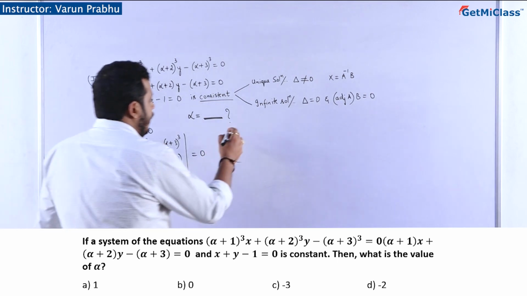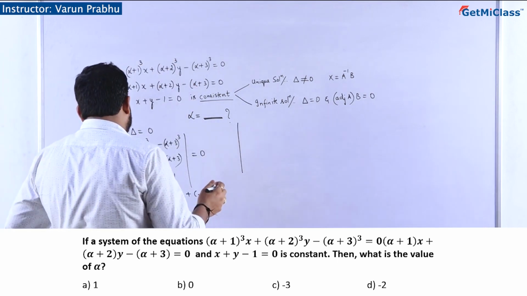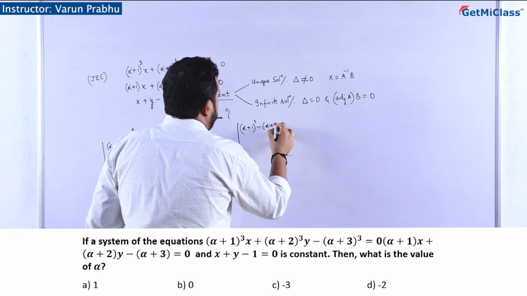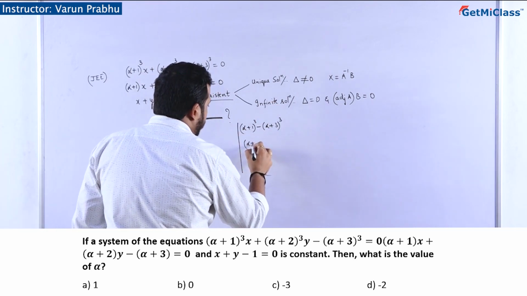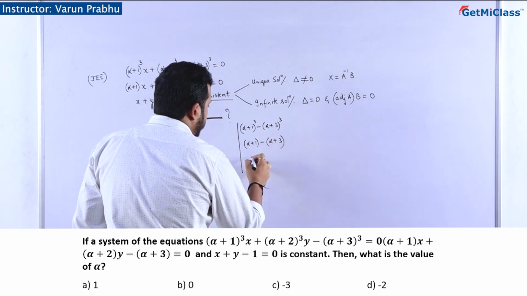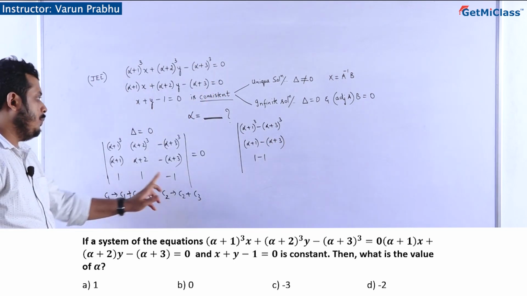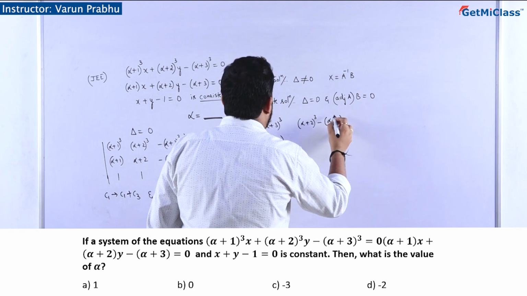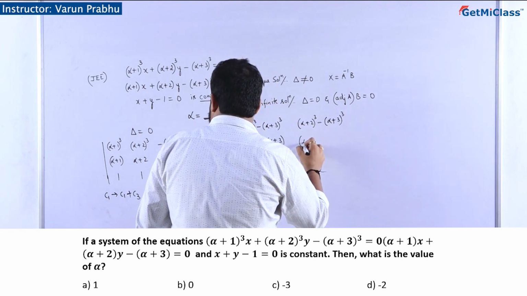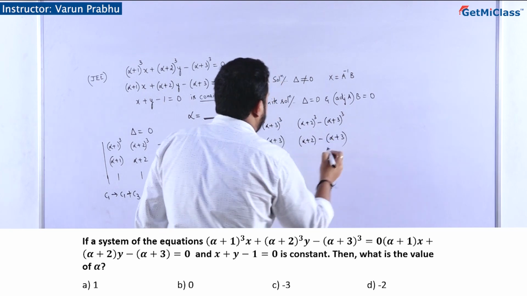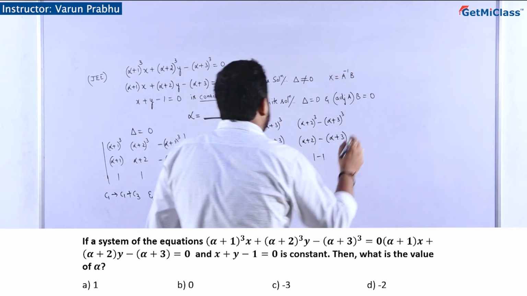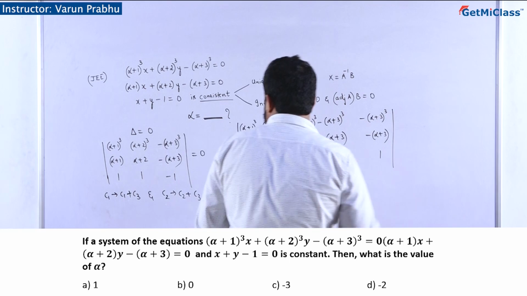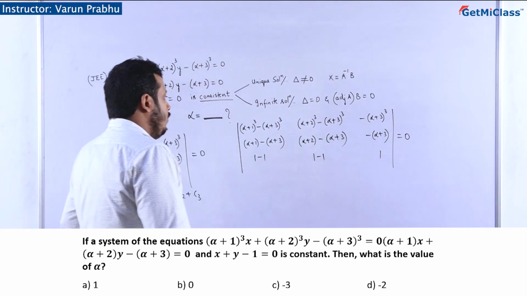So what can we write here? This is nothing but the determinant of C1 plus C3: alpha plus 1 the whole cube minus alpha plus 3 the whole cube, alpha plus 1 minus alpha plus 3, and 1 minus 1. Similarly here alpha plus 2 the whole cube minus alpha plus 3 the whole cube, alpha plus 2 minus alpha plus 3, and 1 minus 1. And here it is minus of alpha plus 3 the whole cube, minus of alpha plus 3, and 1. This should become equal to 0. So we'll move on to simplify.